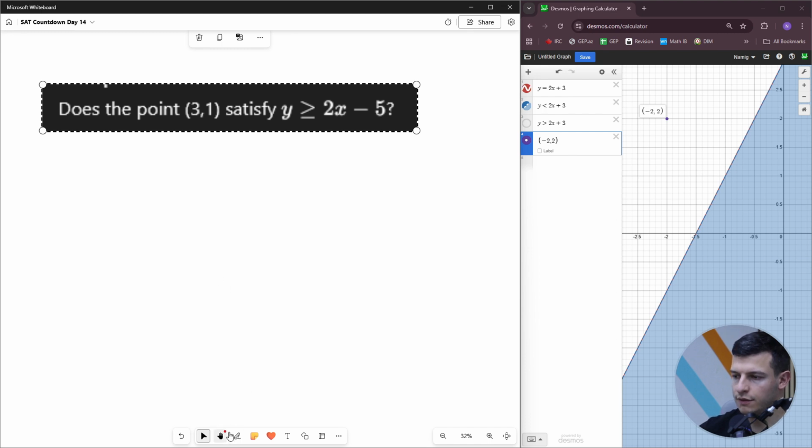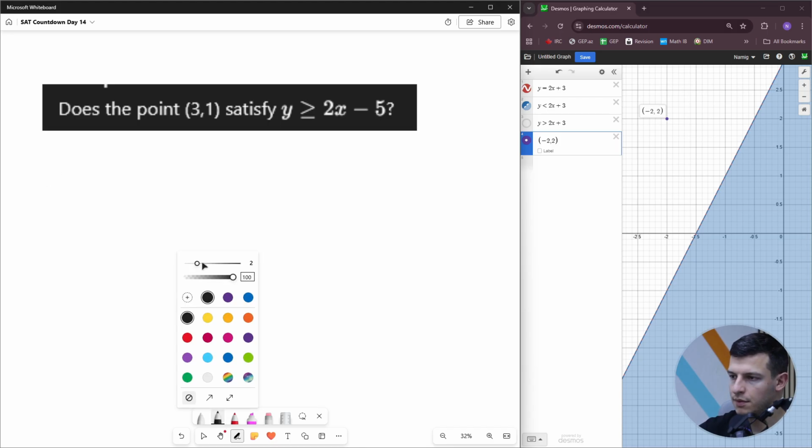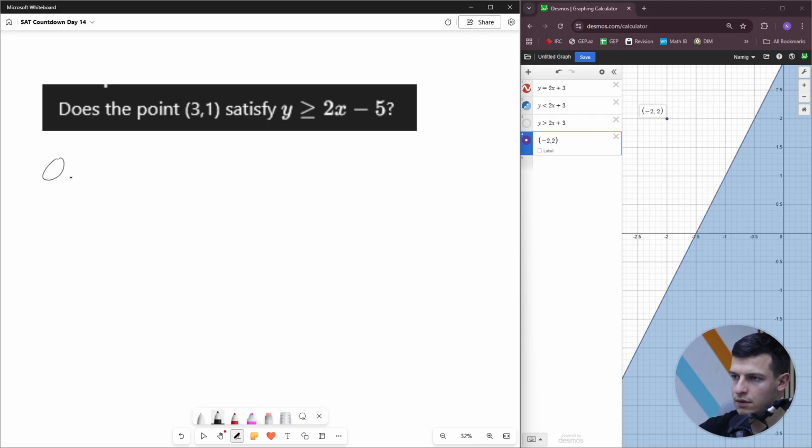All right, let's try to solve this question here. Does the point (3, 1) satisfy y greater than or equal to 2x minus 5? Now, what we can do is plug and play. So option 1, let me make it a bit bigger here, is we take 3 and 1, so 3 for x, 1 for y. So I put 1 here, greater than or equal to 2 times 3 minus 5, which is equal to 1. Now, is 1 greater than or equal to 1? Yes, it is. So this should satisfy it.